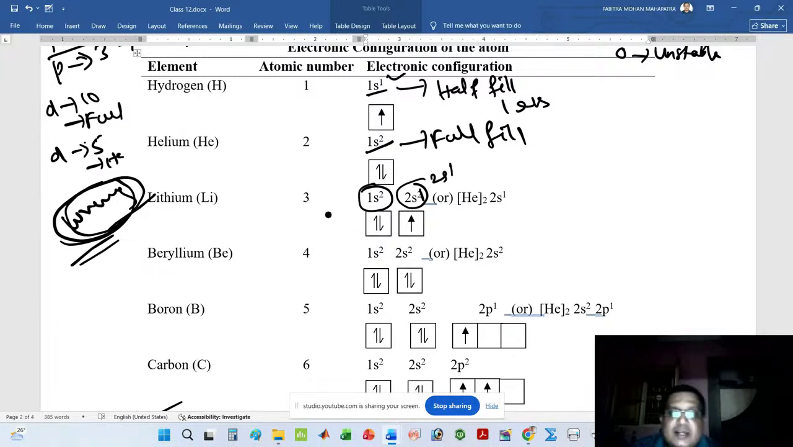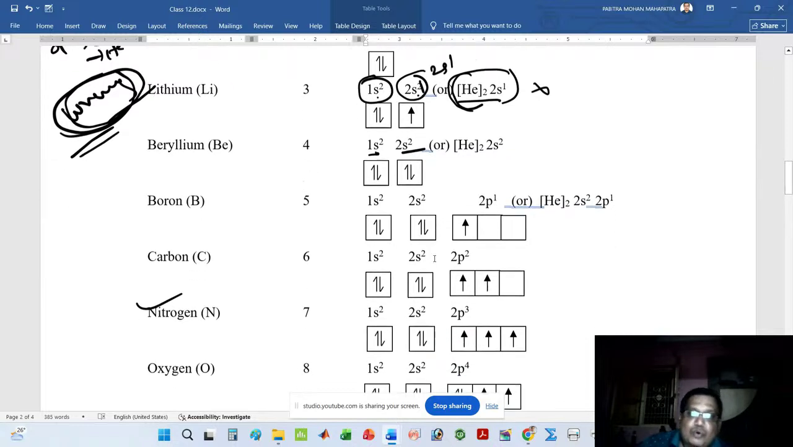You can write the electron configuration in this way also. Look at that, here we can write the inert gas. In the upcoming class, you will clearly understand how to write this, but for this class, stop here. Don't think about this. Next, beryllium: one has to be fulfilled. Here also this is fulfilled. For lithium, this is fulfilled and this is half filled.